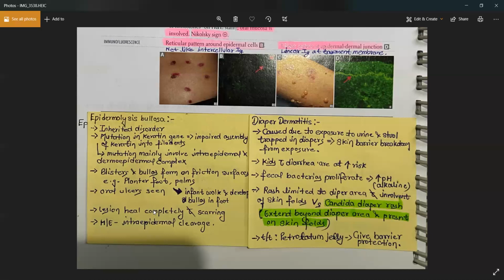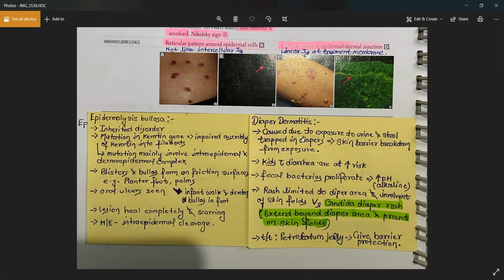No, thank you. Okay. Now you have diaper dermatitis, and if you guys remember from the Candida lectures, we discussed that you can also get a Candida diaper rash, right? And a similar kind of rash can also be present in diaper dermatitis.